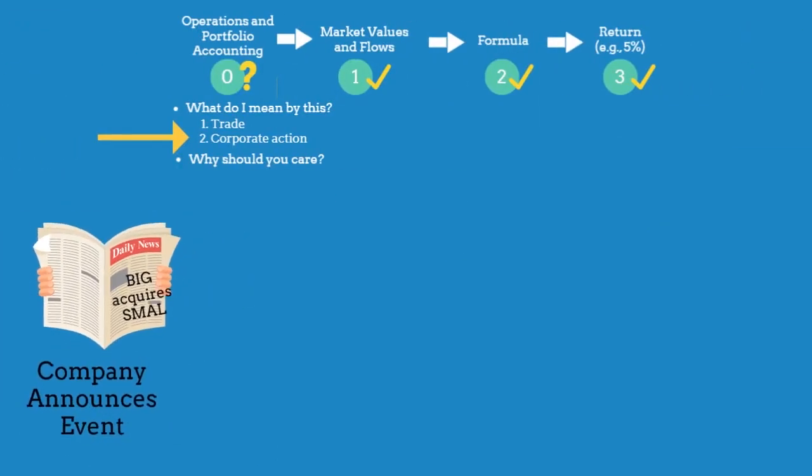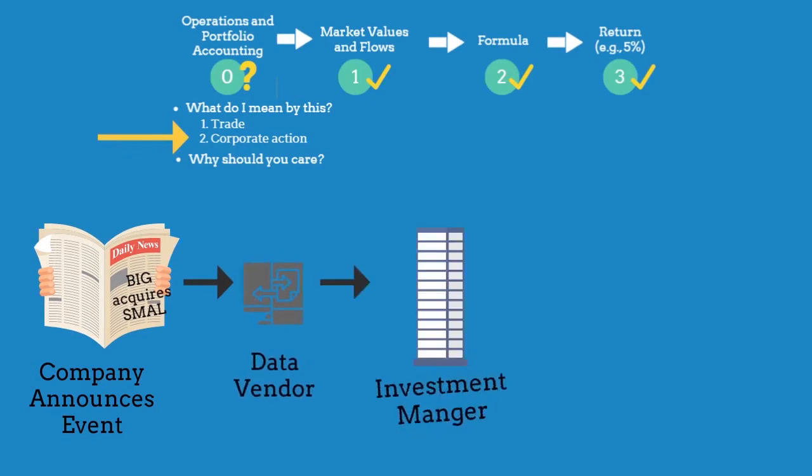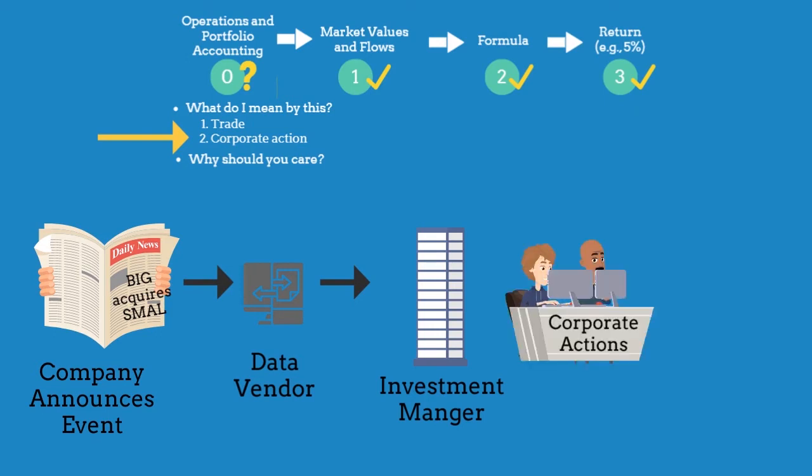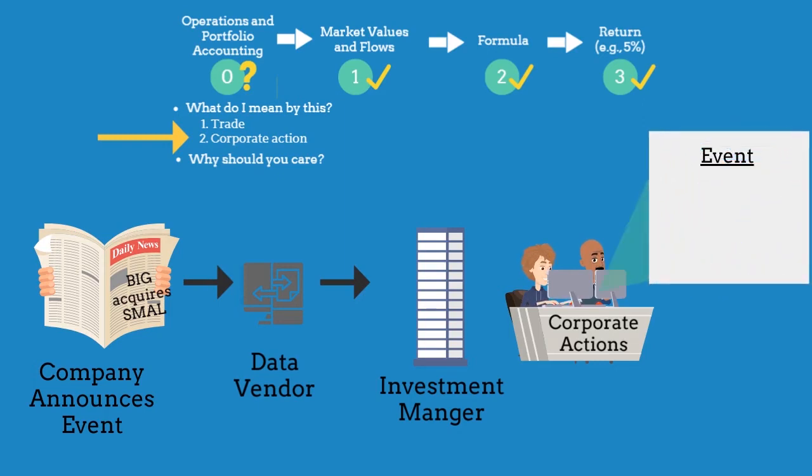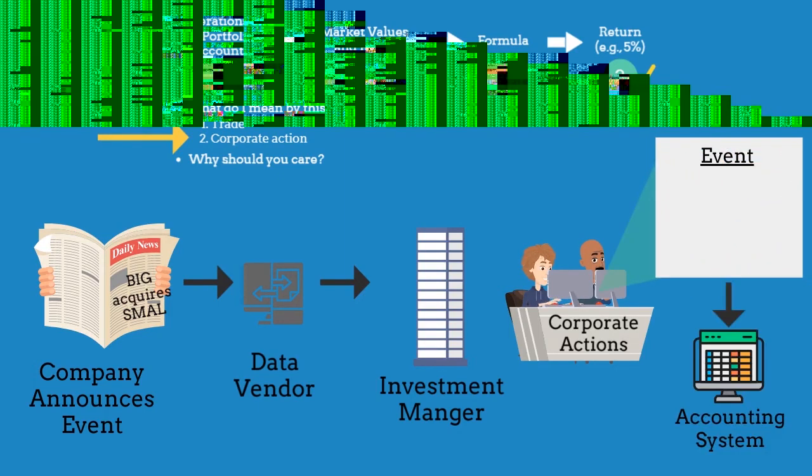So the company first announces the event, then data vendors collect data on these events, and that is sent to investment managers. At the investment manager, there's usually a corporate actions team, maybe within operations, that enters or oversees the data of these events in the accounting system.